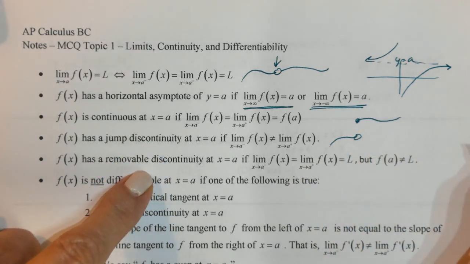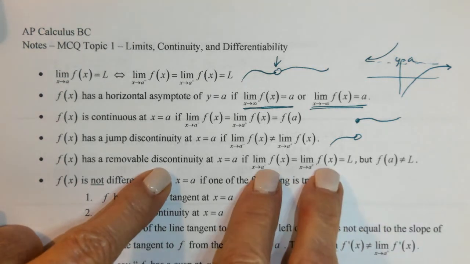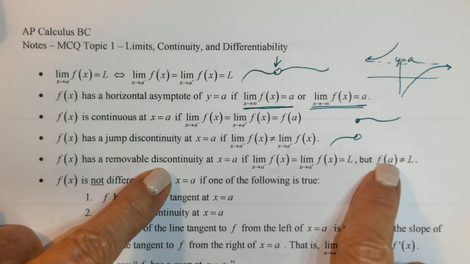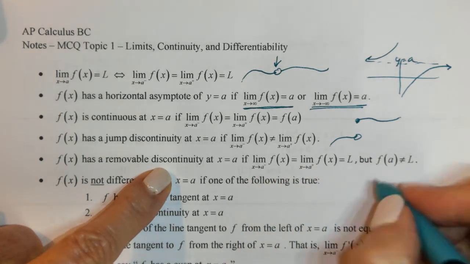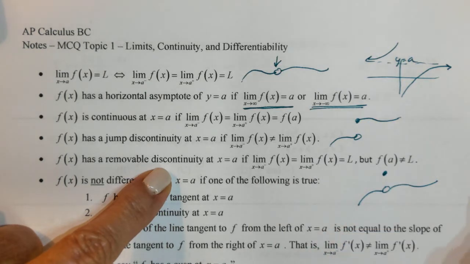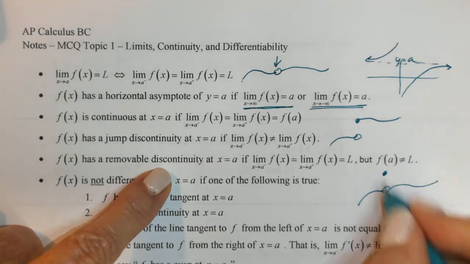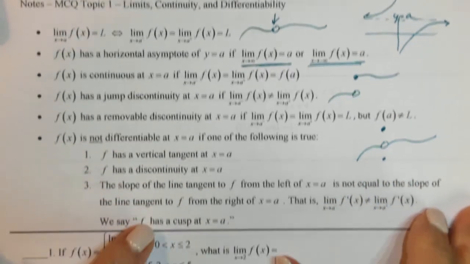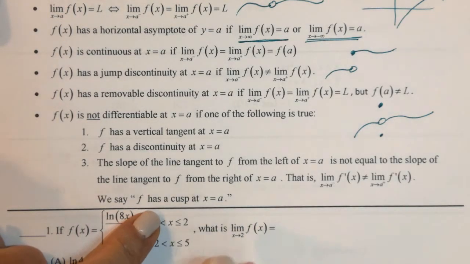F has a removable discontinuity if the two limits are equal, but the value of the function is not equal to the value of the limits. So that would be a hole. Maybe the actual value would be up high, down low, whatever, or just not even there. That's a removable discontinuity.